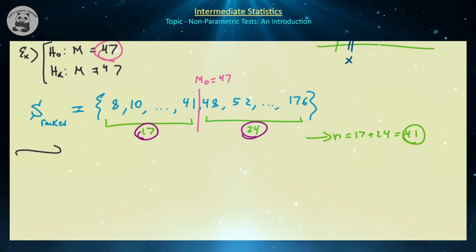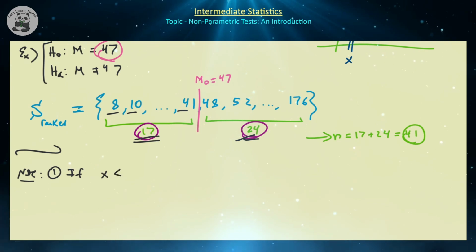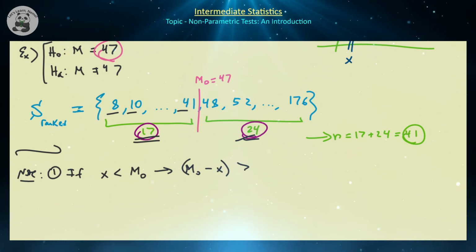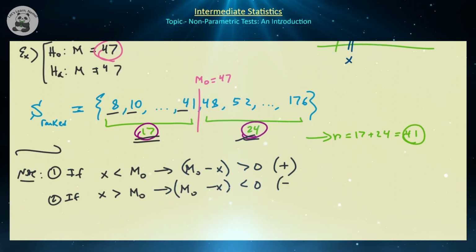So let's look at a couple things, because notice that we don't really care about what these values are, we just care about how many there are to the left and how many there are to the right. A couple of notes that you should know: if x is less than the claimed value of the median, then the claimed value of the median minus that value is going to be a positive number, which I'm going to represent with a plus sign. And if x is greater than the claimed value of the median, then the claimed value of the median minus that value is going to be negative, which I'm going to represent with a negative sign.